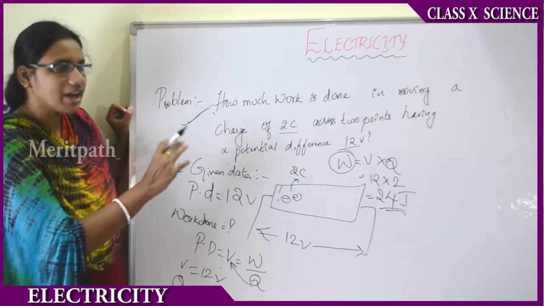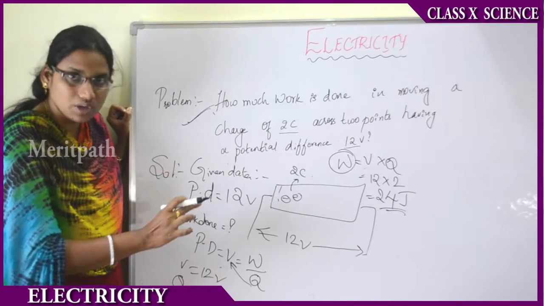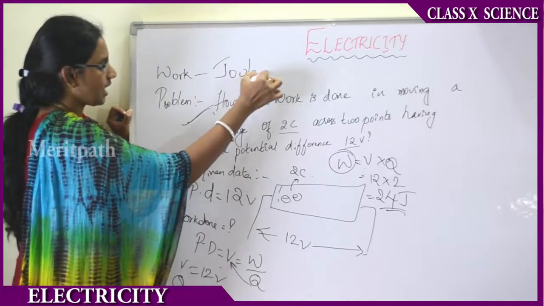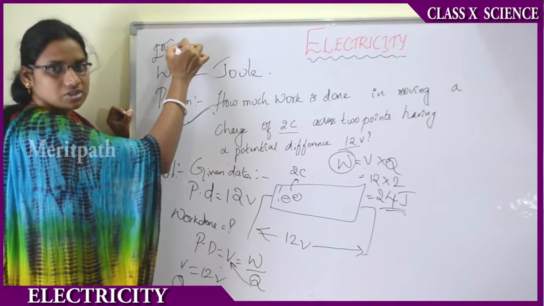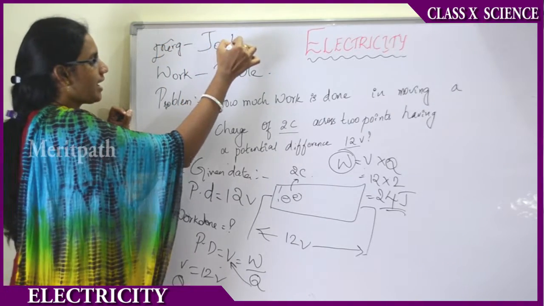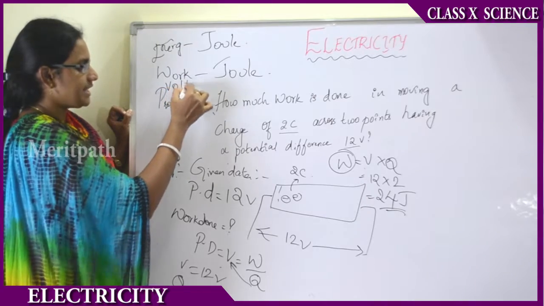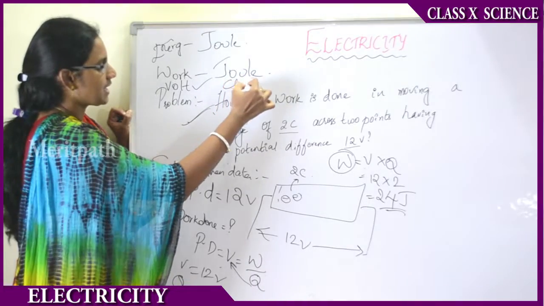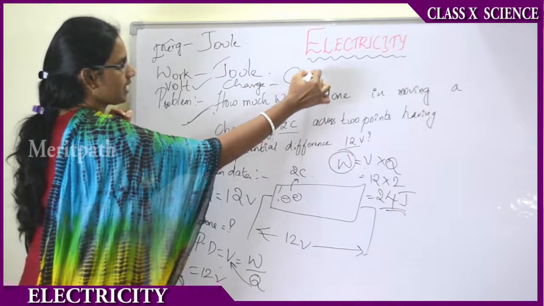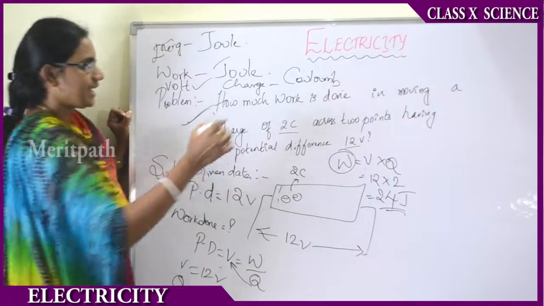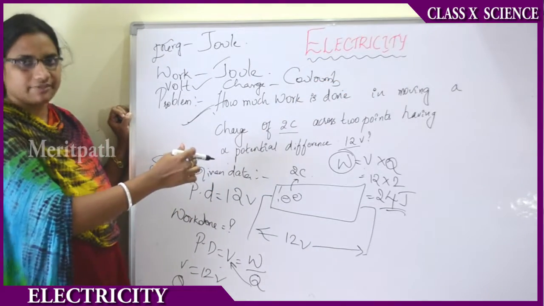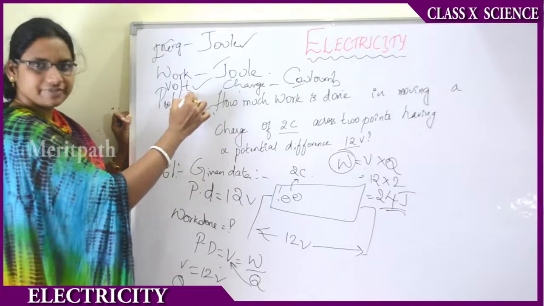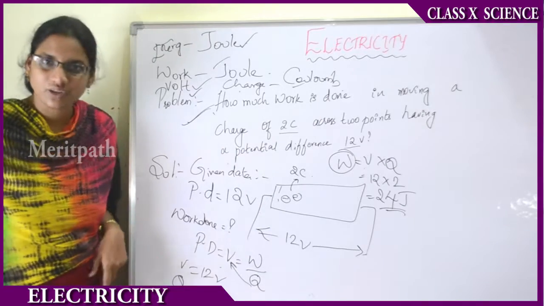I hope you got how to calculate. Remember, the unit of work is joule and the unit of energy is also joule. For potential difference, it is volt. For charge, it is coulomb. Remember the units and keep the units as per the given question. If it asks for work, we will keep the joule unit. For charge, it is coulomb. For potential difference, it is volts. Hope you are clear with the question and answer.